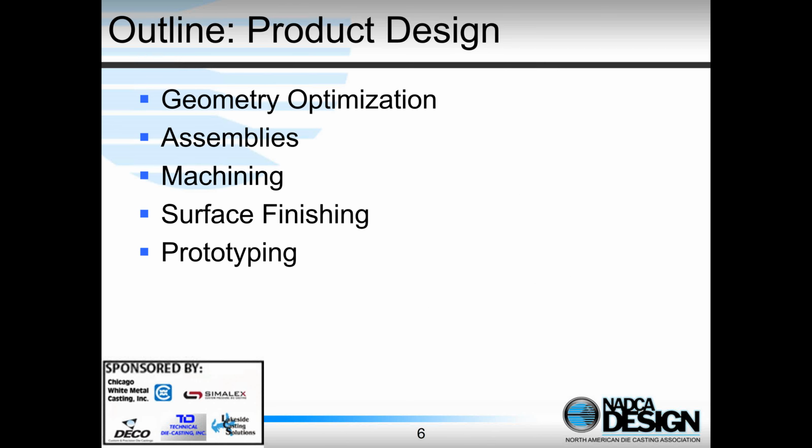So this is the outline of today's talk. We're probably going to spend about half the time today talking about optimizing geometry, in terms of the necessary features we need to add to a casting to make it a product that we would like to die cast and makes it easy to die cast. In terms of taking the current design and modifying it so it is die castable. Then we'll talk a little bit about secondary operations in terms of assemblies, machining, surface finishing. And then finally at the bottom there, one question that often comes up is how do we prototype die castings, and we'll talk about that and give you some ideas on how to best approach that.